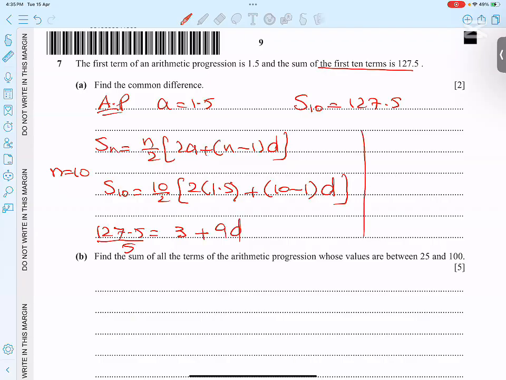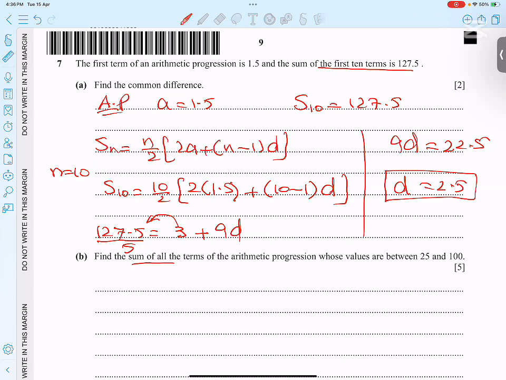And now, student, what to do? This will subtract, and then 9 will divide as well. So 127.5 divided by 5 and minus 3. I'm getting 9d equals 22.5. And if I divide by 9, I get 2.5 as the common difference. I believe algebra is the main thing.